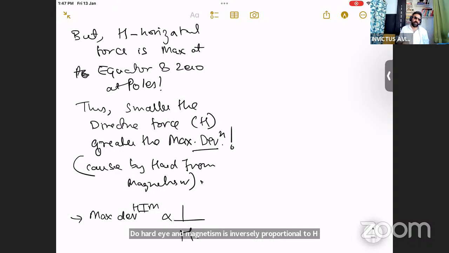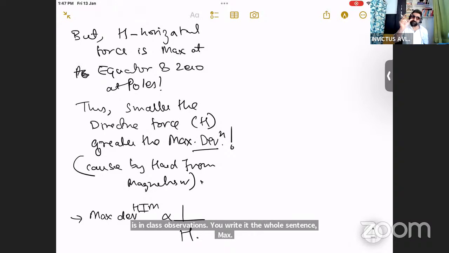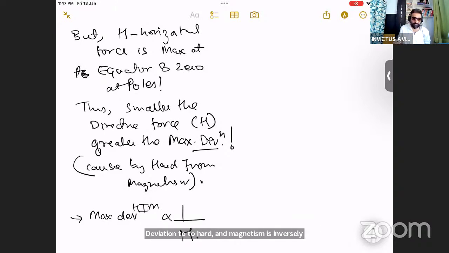Okay, these are my in-class abbreviations, don't get confused. You write it there in the whole sentence. Max deviation due to hard iron magnetism is inversely proportional to H, not the directive force. And H will change with change of magnetic latitude, right?